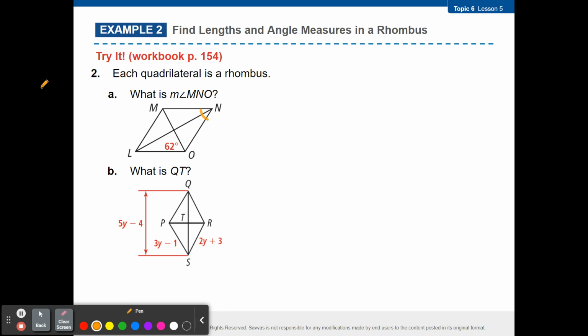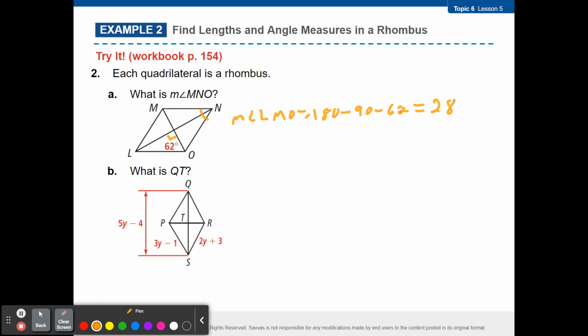So we have 62. We know these are perpendicular bisectors, so that's 90 degrees right there. We can find the measure of angle LMO, which will be 180 minus 90 minus 62. What does that give me? 28.